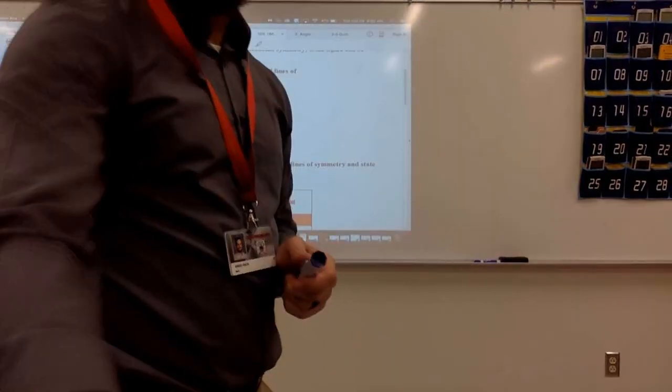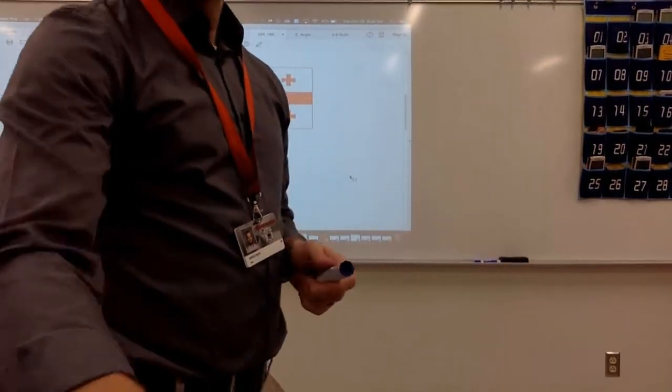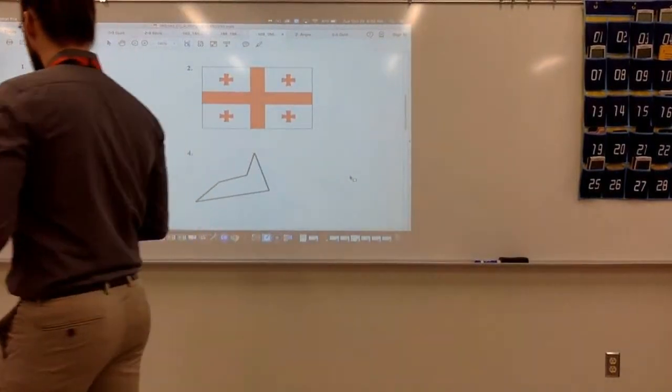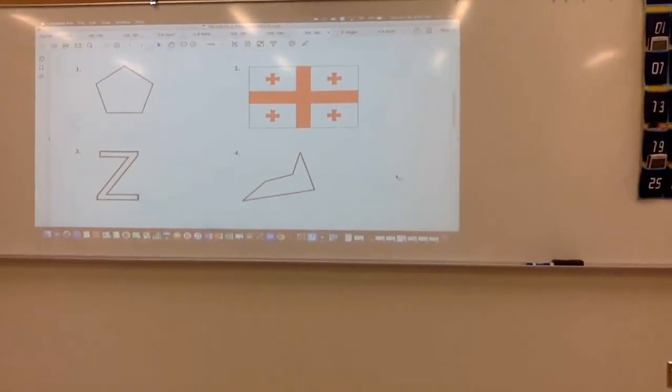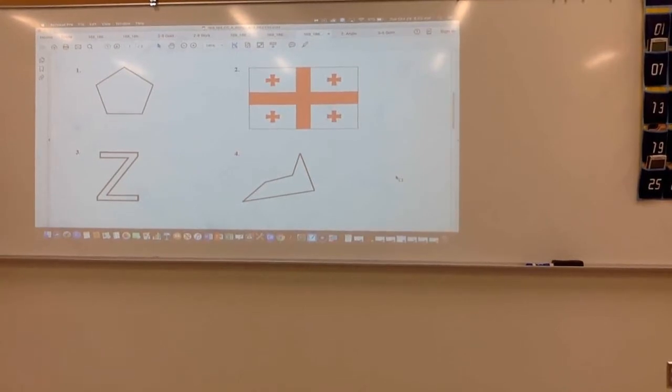Okay, we want to figure out whether each of these has line symmetry, and what lines of symmetry each one has. So let's take a couple of minutes and see if we can find all of the lines of symmetry for each of these figures. There can be more than one line of symmetry.